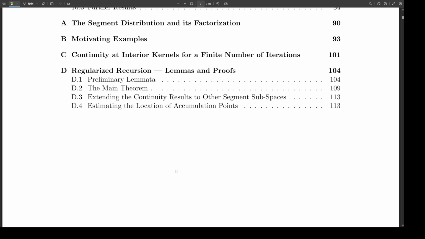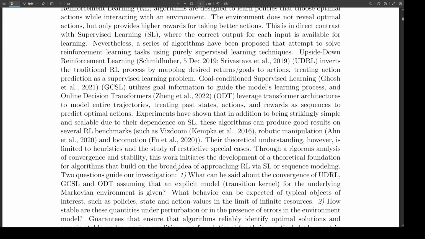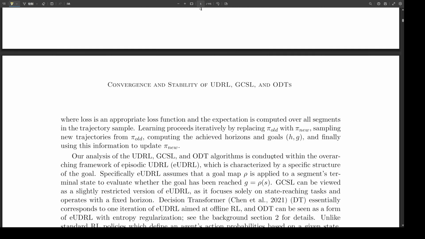Exactly. And this paper dives deep into three specific algorithms that exemplify this: episodic upside down reinforcement learning, UDRL, goal conditioned supervised learning, GCSL, and online decision transformers, ODT. I'm already seeing how this is more sophisticated than just rewarding a dog with a treat when it sits. Oh, absolutely. This is next level stuff.